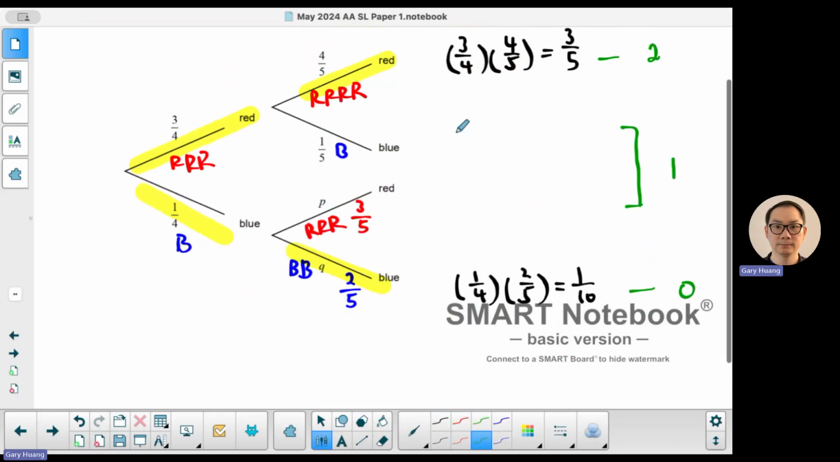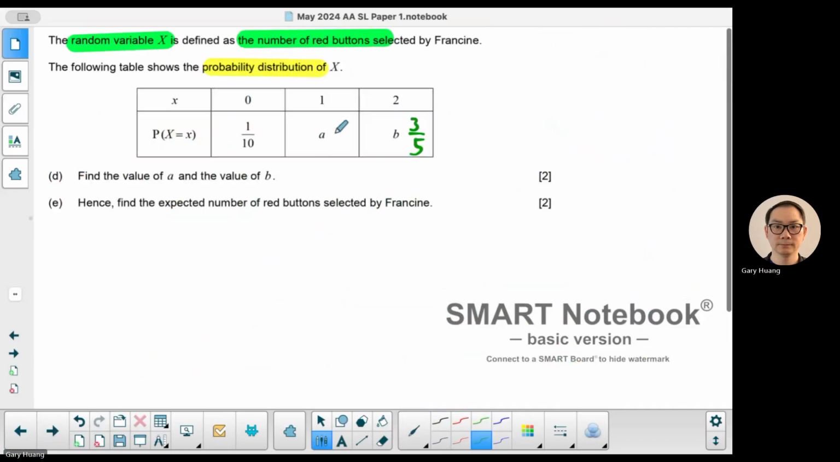So we need the middle one. That's the probability of 1. We need 3/4 times 1/5. That's 3/20. Here we have 1/4 times 3/5. That's also 3/20. So if I add them up, I'm going to get 6/20, or 3/10. So therefore, a is equal to 3/10, and b is equal to 3/5.